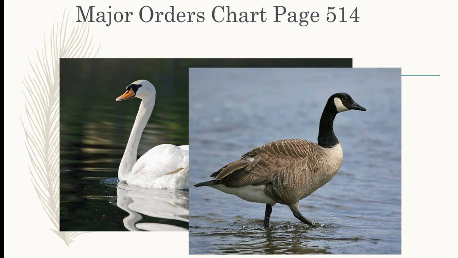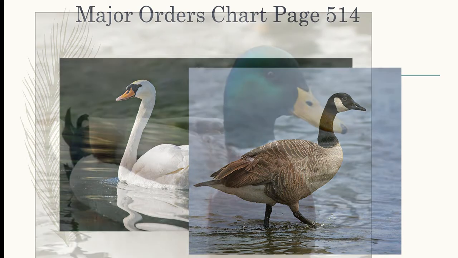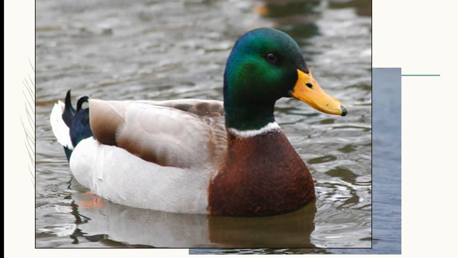We have ducks. Oh, I'm sorry, that's a goose. That's a goose. So we have swans and geese, and of course ducks. All right, looks like a little mallard right there. So look at their beaks, right? Their beaks are going to be flat for getting those marshy plants and things.